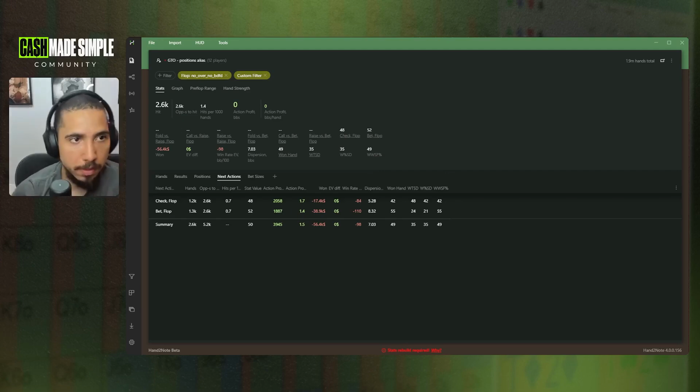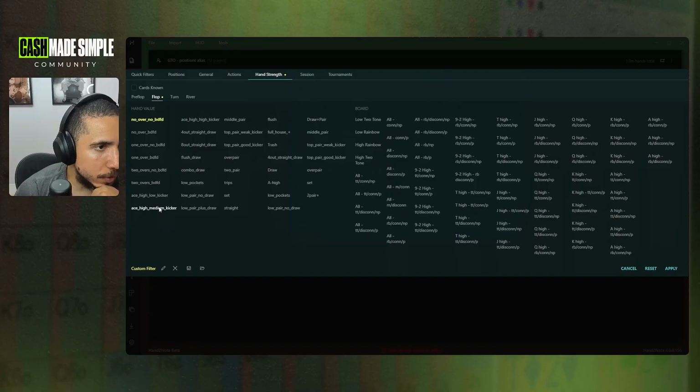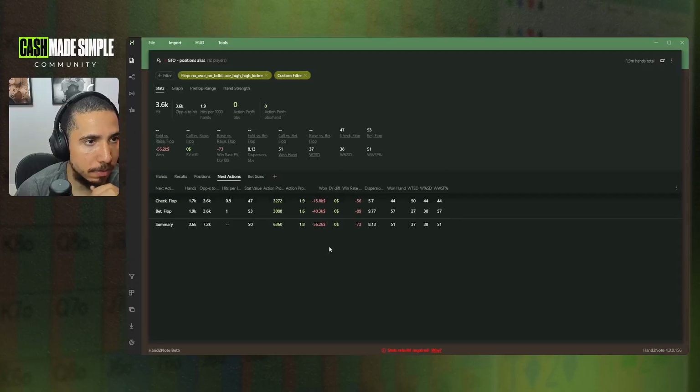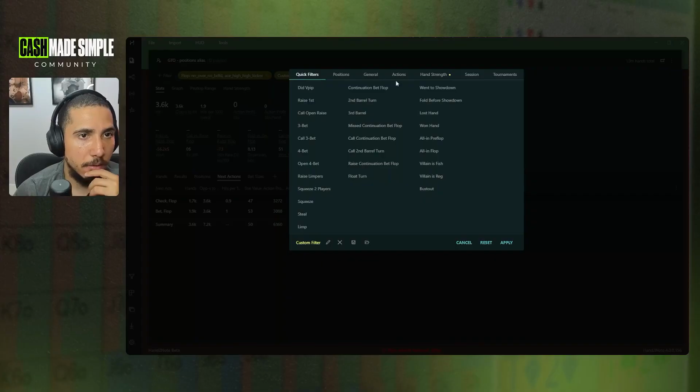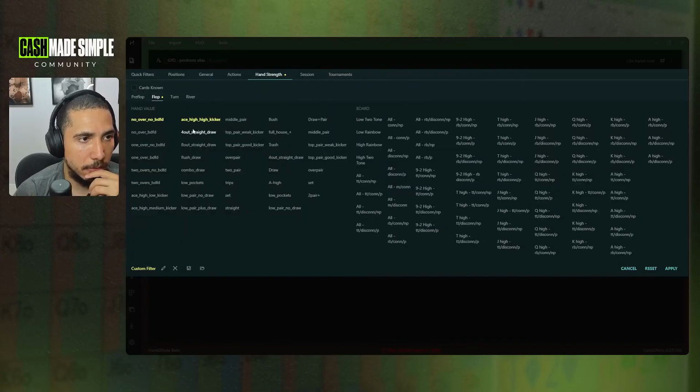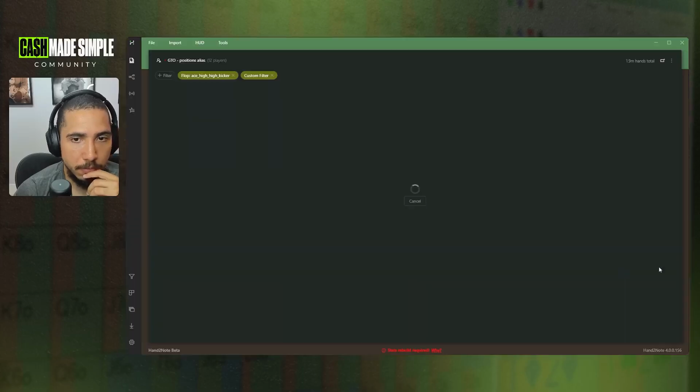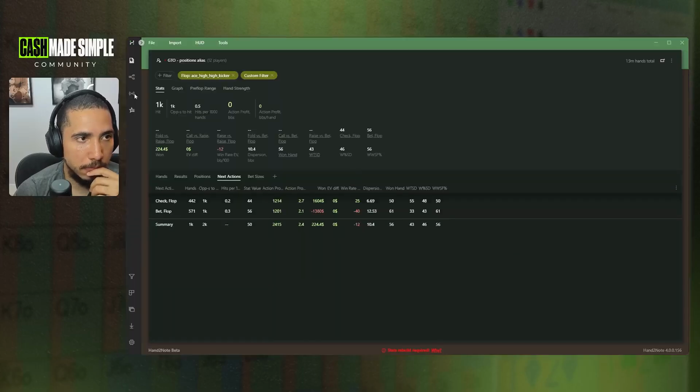So trash, no pair, no draw: a 50-50 split. Lastly, we should talk about ace highs. Ace high, high kicker. What do we do with ace highs in these spots? 50-50. Ace high, high kicker, 50-50 split.